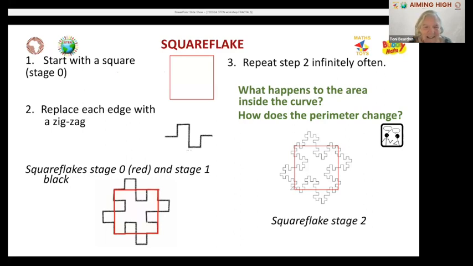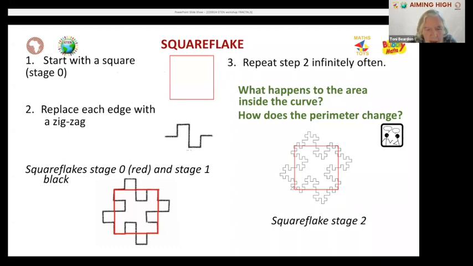This is a very, very hands-on activity, and it investigates the question of area and perimeter. Does the area change for different perimeters and vice versa? So Melanie said in the chat she thinks the area stays the same. So the red square, if we say the red square is one unit on each edge, it's four units long. What about the black zigzag curve? It's eight little pieces on stage one in black, each of which is a quarter of the length. So what's happening to the perimeter?